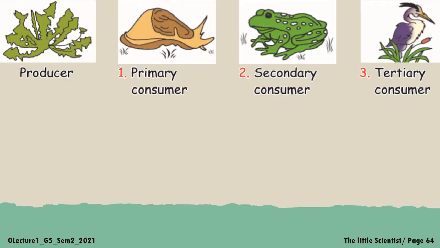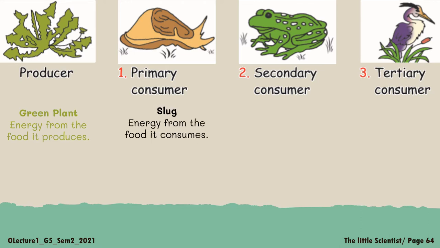Let's take a look at this. We have four different organisms. A green plant. The green plant is a producer since it gets the energy it needs from the food it produces. The slug is an animal that feeds on green plants. It's a consumer. It gets energy from the food it consumes, and in this case, it consumes the green plant.